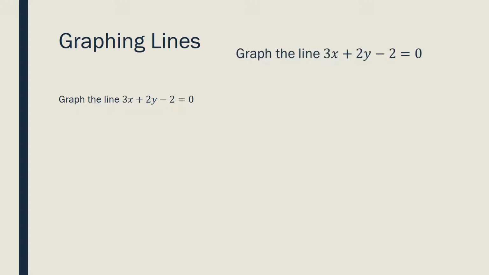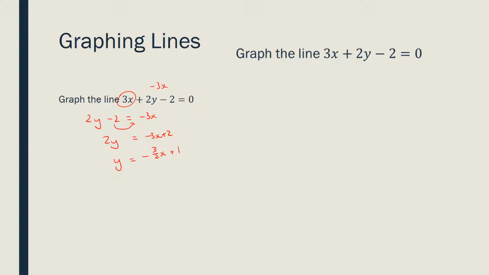Okay, this graph is not in gradient intercept form, so we need to change it so it's in that form. So we're going to take our 2y, we're going to do the opposite of adding 3x, we're going to subtract 3x from both sides. So we're going to get this. We want to take the -2 over there, so we're going to do the opposite operation, which is adding 2. So you get 2y equals -3x plus 2. And then we're going to divide both sides by 2 to get rid of the multiplying by 2 here. So you're going to get y equals -3/2x plus 1.